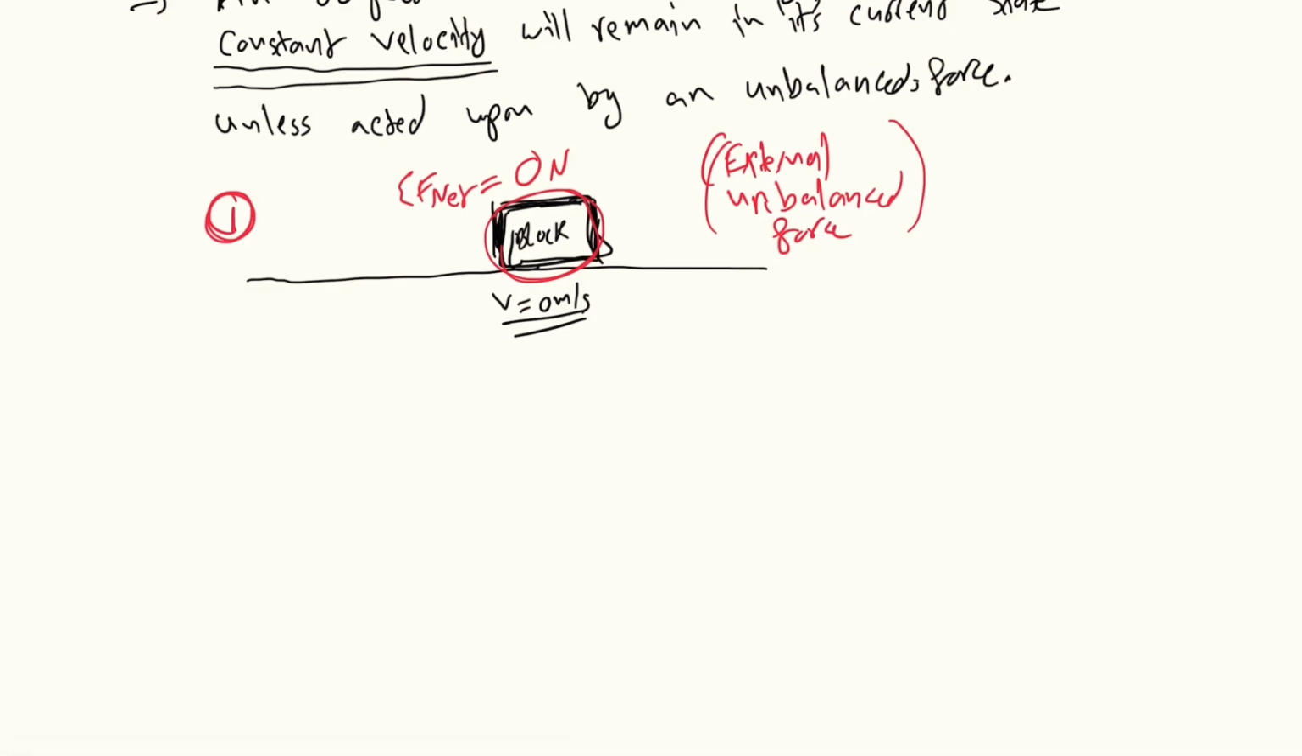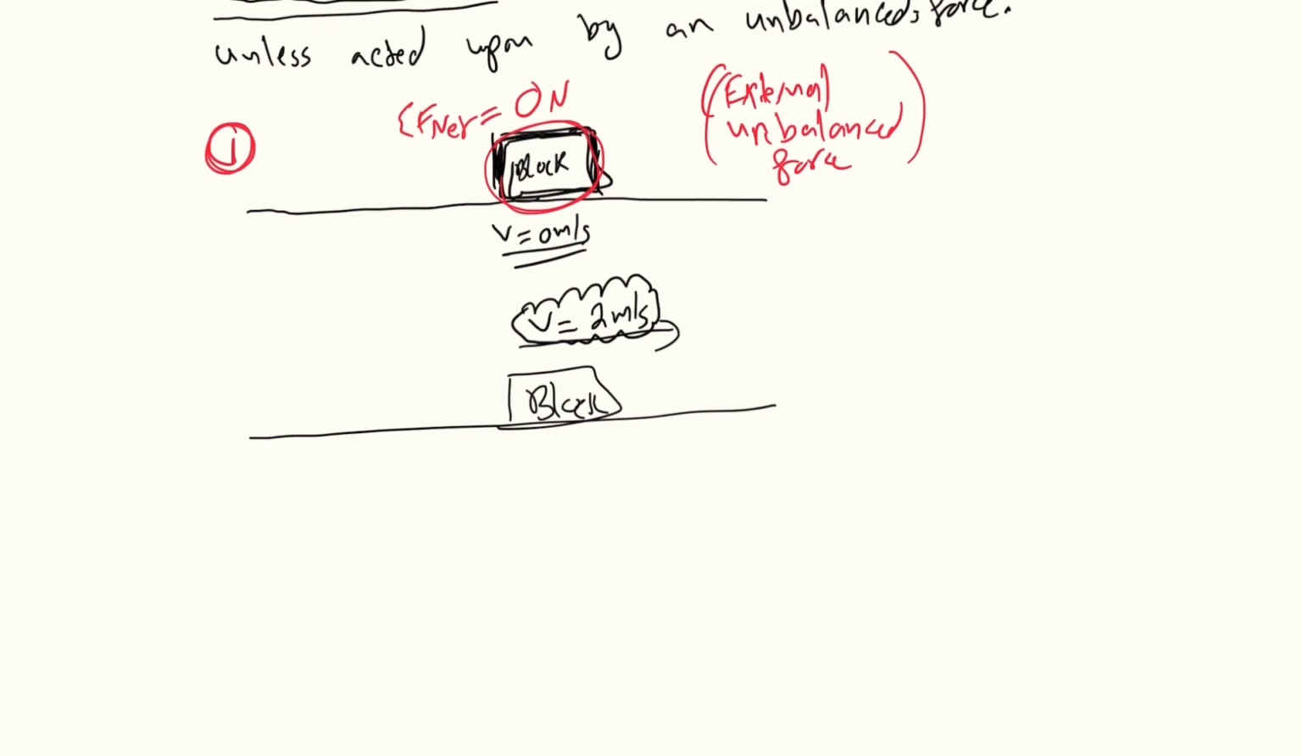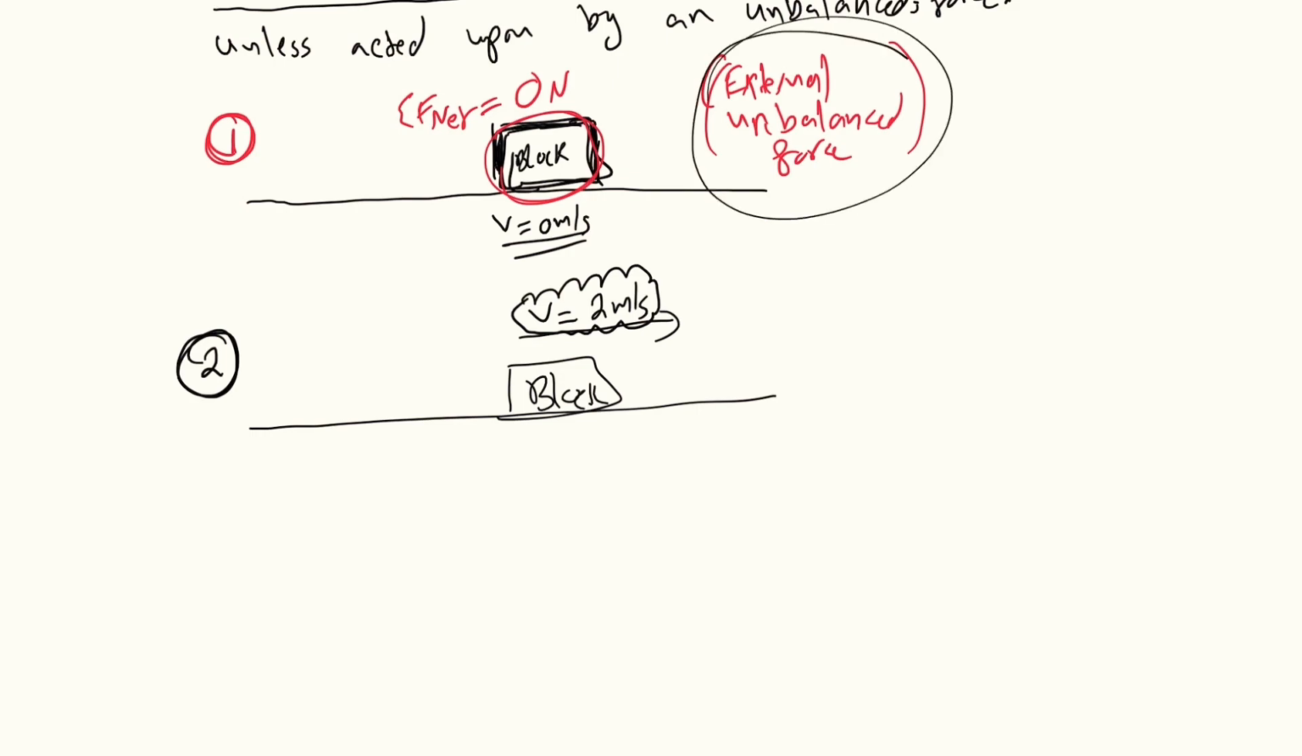Now the second case would be, let's assume the same block is moving to the right with a constant velocity of 2 meters per second. Now this is the second state. The same block is moving to the right with 2 meters per second. The block will remain in this current state unless acted upon by unbalanced forces as well.